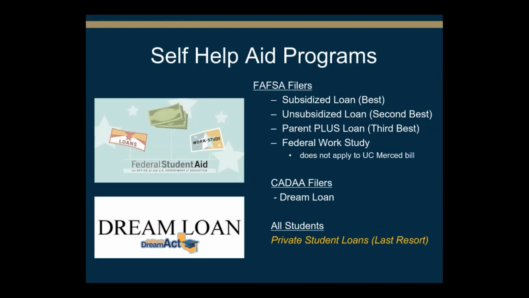For our DREAM Act filers, you are eligible for the DREAM loan. This is considered the same as a subsidized loan. No interest will occur while you're enrolled in school, and the repayment plan starts 6 months after you have graduated or fallen below half-time. For all students, there is a private student loan option. This is the last resort if, for whatever reason, a student is not eligible for these federal loans or the DREAM loan. You can find more information on alternative loans on our website under Types of Aid and Loans.